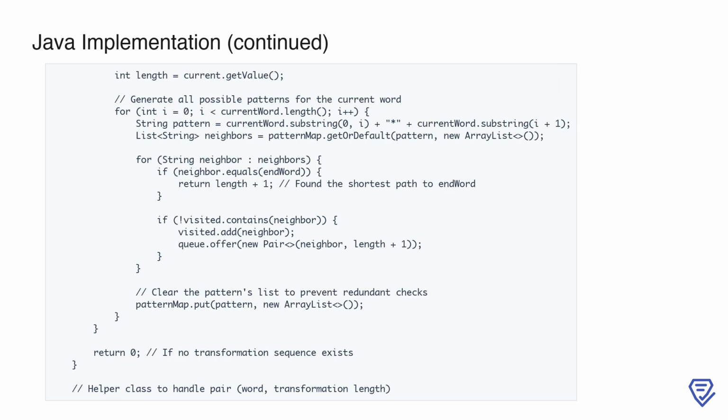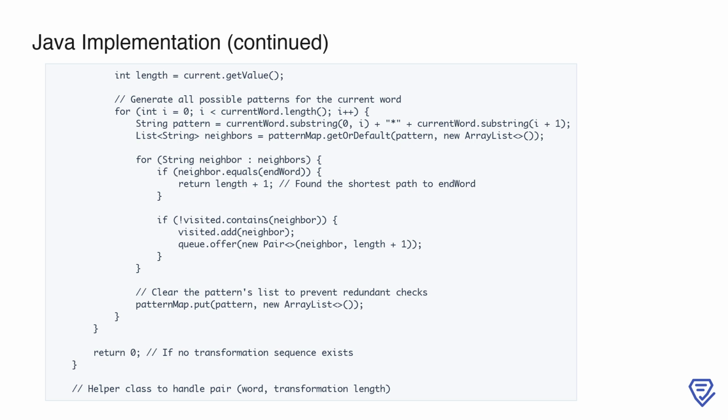Now, the BFS algorithm processes the queue. For each word dequeued, we extract its transformation length and then generate all possible patterns for the current word by replacing one character at a time with an asterisk. These patterns allow us to retrieve the neighboring words from the pattern map. For each neighbor, we first check if it matches the end word. If it does, we found the shortest transformation sequence, so we return the length incremented by 1.